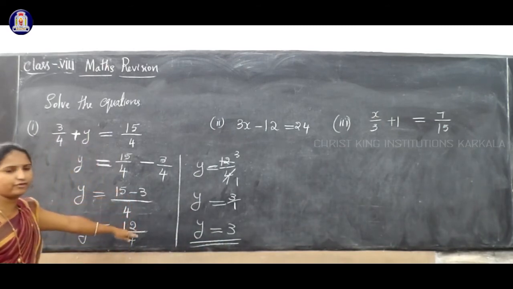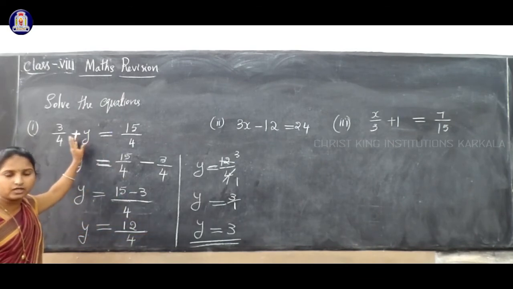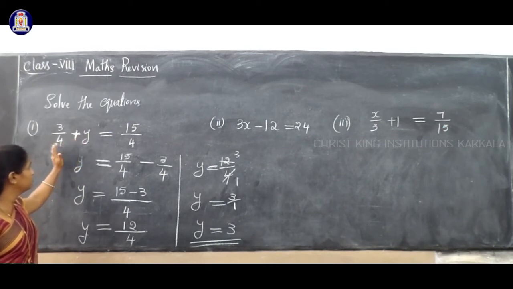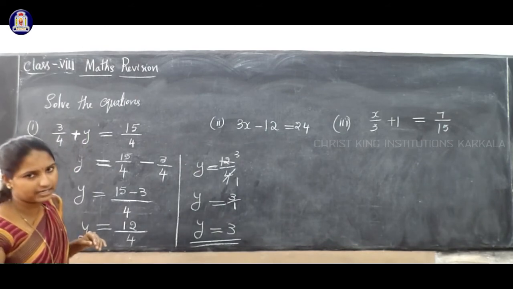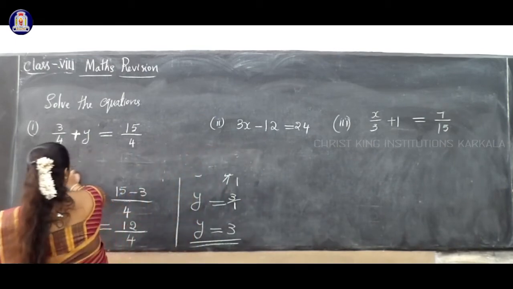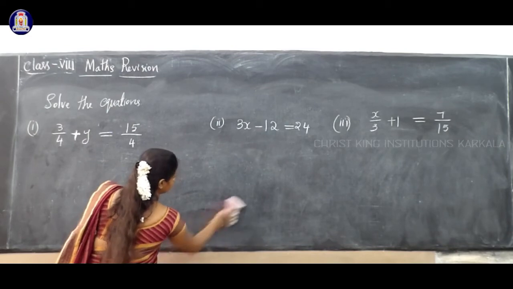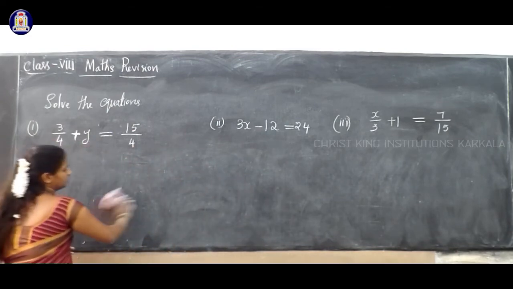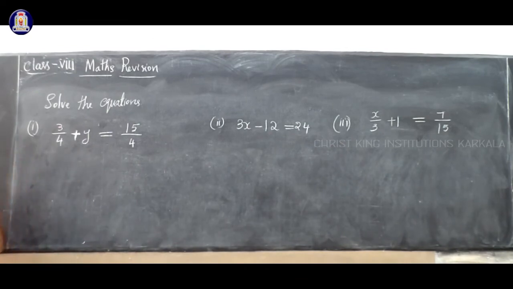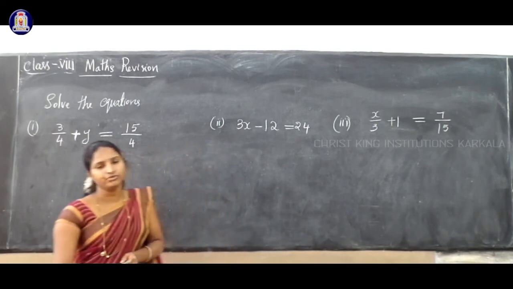If you want, you can verify your answer. That y value you have to substitute in the equation. After substituting it in the equation, you simplify both the left hand side and the right hand side. If you get the same answer, then the value is correct. Okay, that is verification. In this question they did not ask to verify, so now you have to verify. Clear?